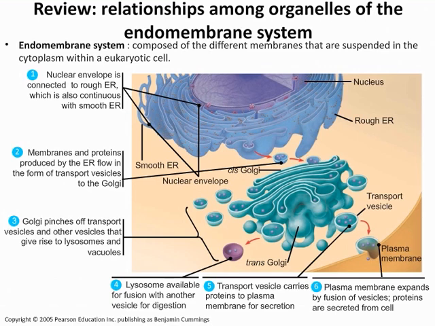And then in 3, Golgis are going to pinch off transport vesicles and other vesicles that give rise to lysosomes and vacuoles. In 4, lysosomes are available for fusion with another vesicle for digestion. In 5, transport vesicles carry proteins to the plasma membrane so that they can leave the cell. And then in 6, plasma membrane will expand by fusion of vesicles so that proteins can be excreted.